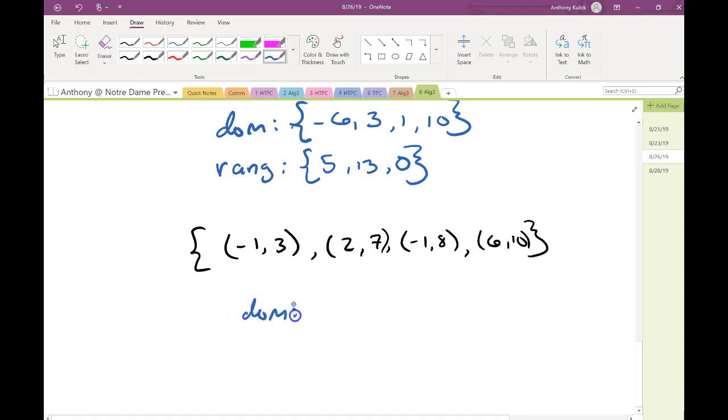So let's write down the domain. How many members are there in the domain? 3. Note, you had to be a little bit careful there. I heard some people say 4 initially. Remember, what are we not counting? The repeats. So notice that -1 is used twice. I'm only counting it once. So I have only 3 things in my domain.